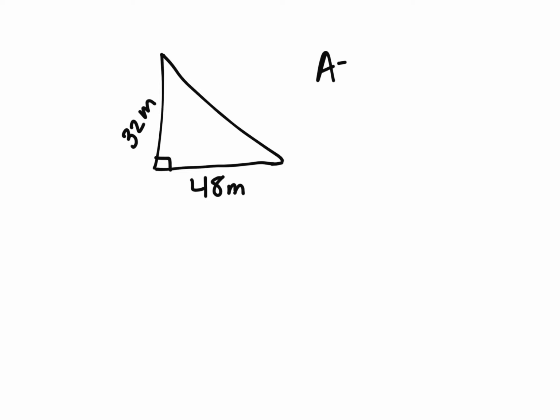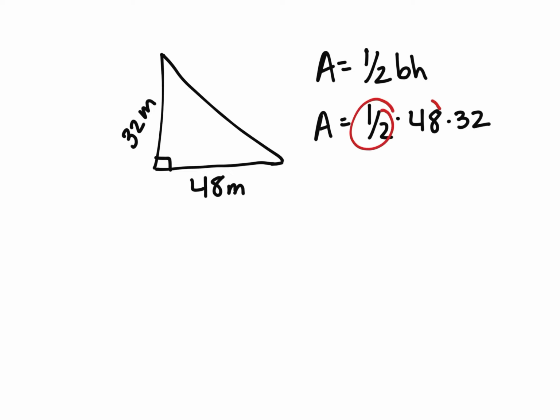So we need to find the area, and the area of a triangle is 1/2 base times height. In this problem, the base is 48, and the height, also known as the altitude, is 32. We can do 1/2 of 48 to get rid of that fraction. 1/2 of 48 is 24.